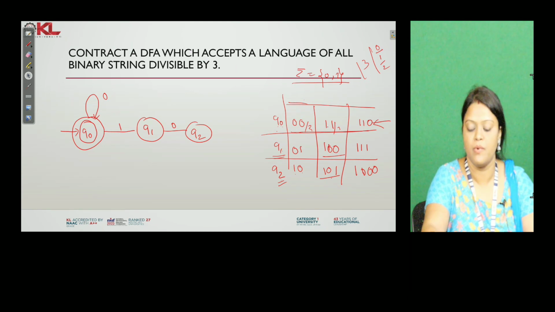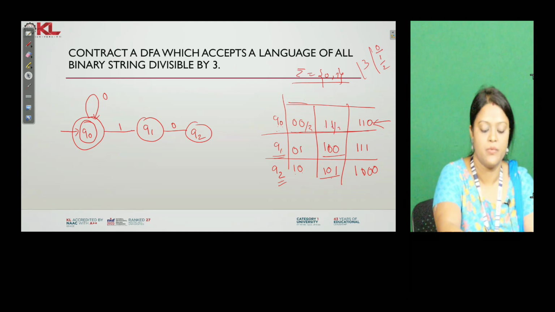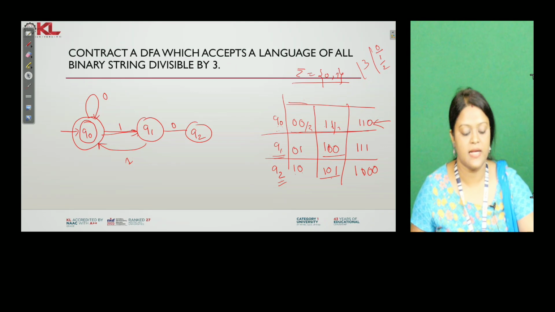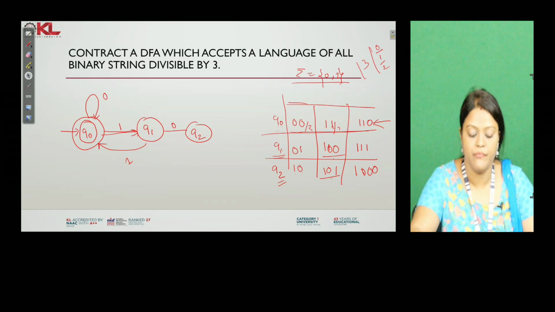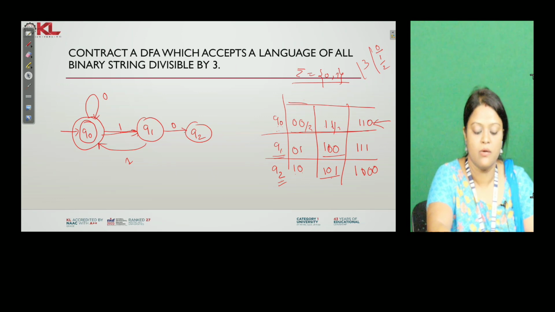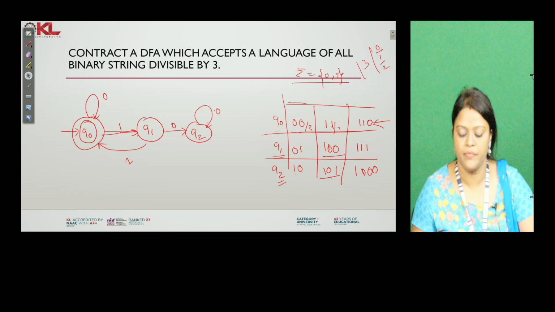Now what about 1 1? 1 and 1 should reach Q0. That means whenever we start with 1, and if we give another 1, then it should reach Q0, and it is an accepting state. That means 3 is accepting here, 0 is also accepting. Now if we have 4, that is 1 0, and we have another 0, it should go to Q0.